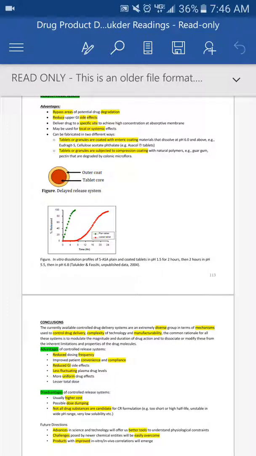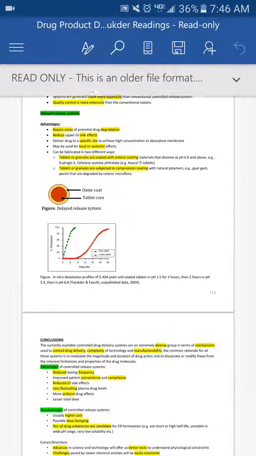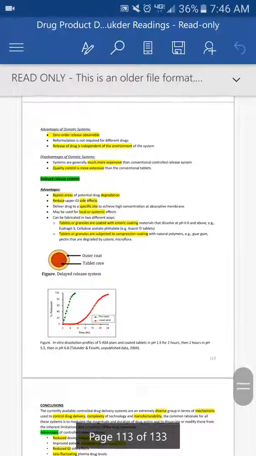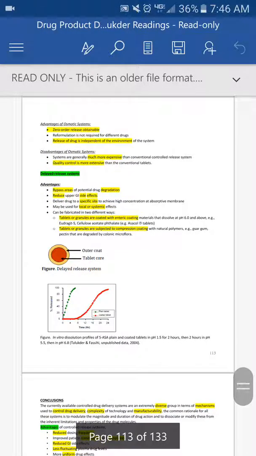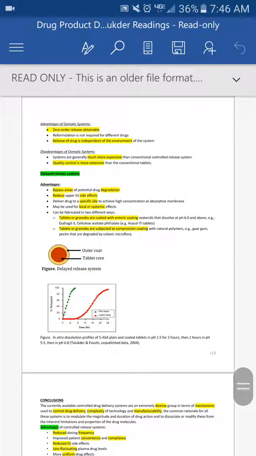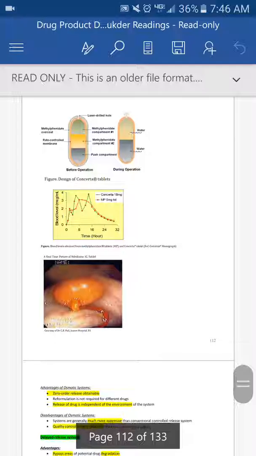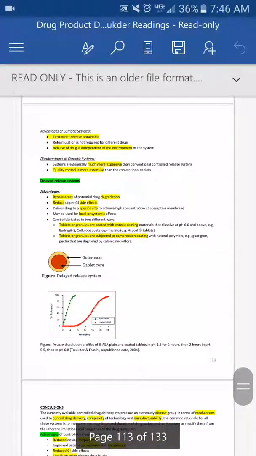Okay, so let's talk about this guy right here. So I've gone through a lot of these. Now I'm going to go through osmotic systems. Advantages: zero order release. You can do that. Reformulation is not required for different drugs. The release of the drug is independent of the environment of the system. So that's one thing advantageous with osmotic systems.